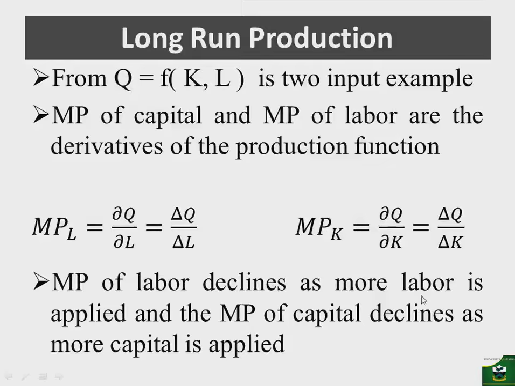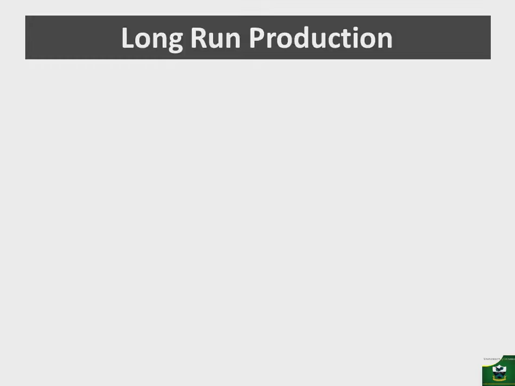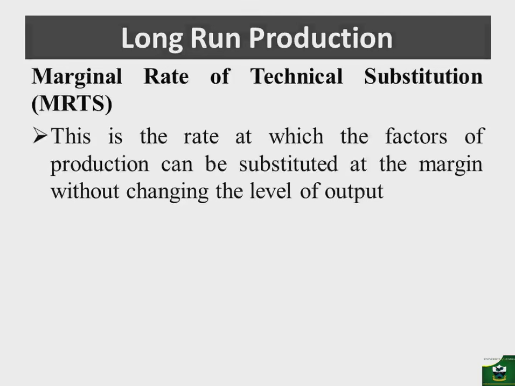Therefore, marginal product of capital and marginal product of labor decline as you employ more and more and less of the other. Let's now look at the marginal rate of technical substitution, which is the slope of the isoquant. Now, the marginal rate of technical substitution is the rate at which the factors of production can be substituted at the margin without changing the level of output.